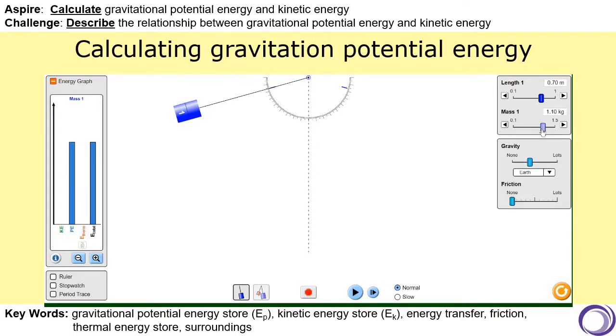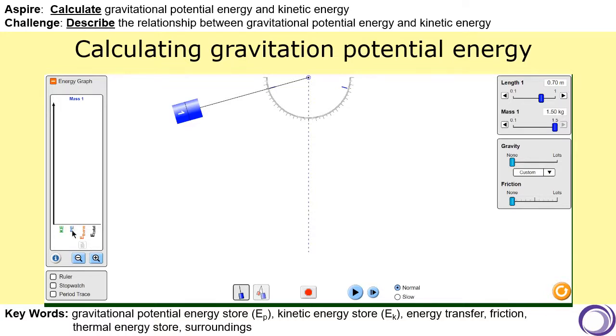I can change its mass, so I can make it really small, decrease the mass, and you can see it has decreased gravitational potential energy. Or I can increase its mass. So I've made the pendulum really heavy, and the gravitational potential energy has increased. But the third factor is gravity. So if this pendulum were in space, so I had 0 gravity, you can see that the gravitational potential energy has decreased to 0 as well.